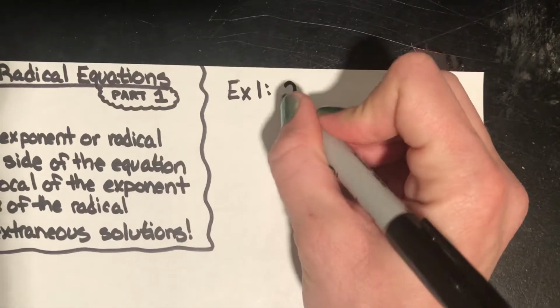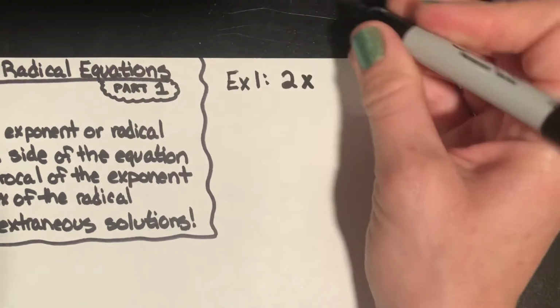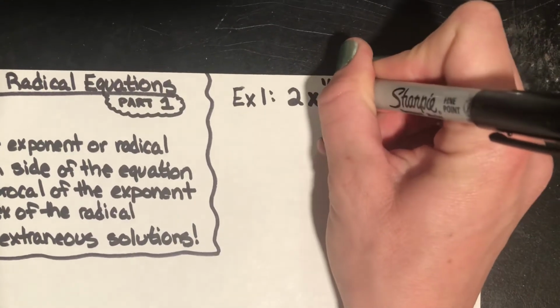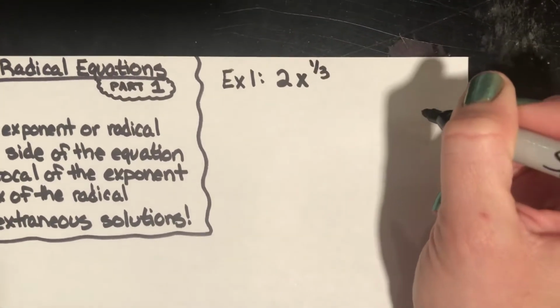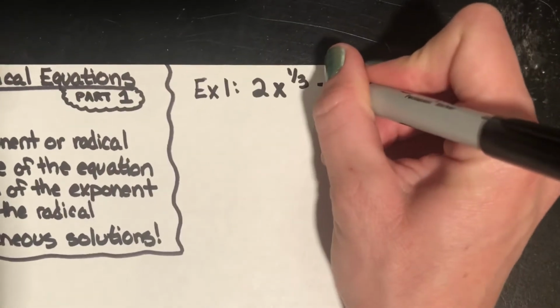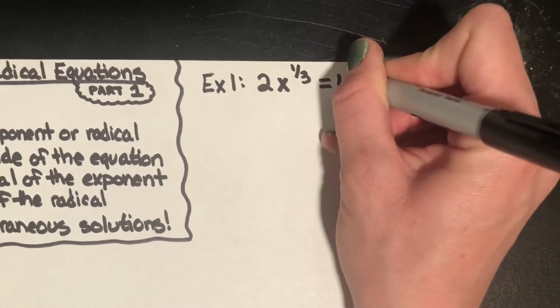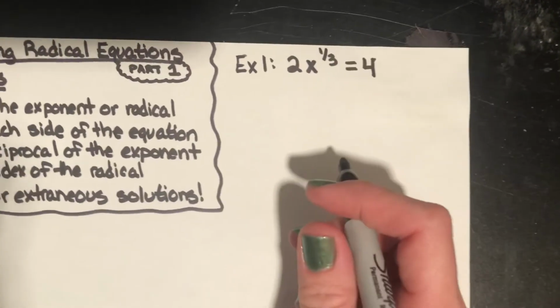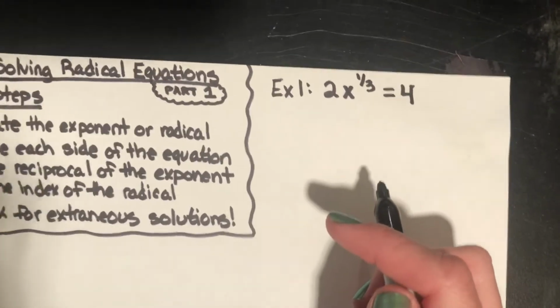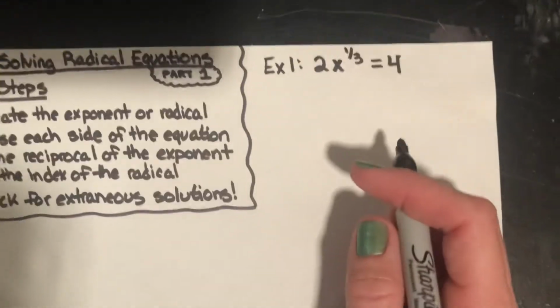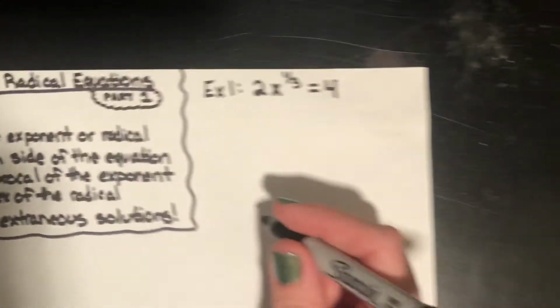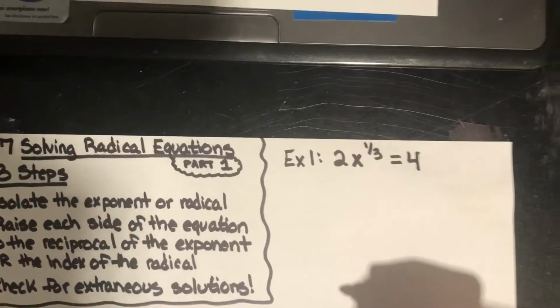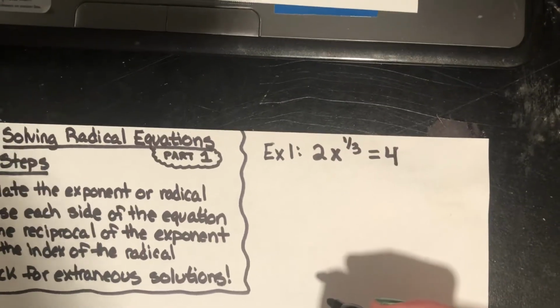We are going to have 2x to the 1/3, and this is going to equal 4. Fractions are always hard to write with a permanent marker. Oh, I forgot to tape my sheet down here, so I'm hoping that this is going to be okay. That's because I have another sheet up there that I have to pull down pretty quickly. All right. So we have 2x to the 1/3 equals 4.